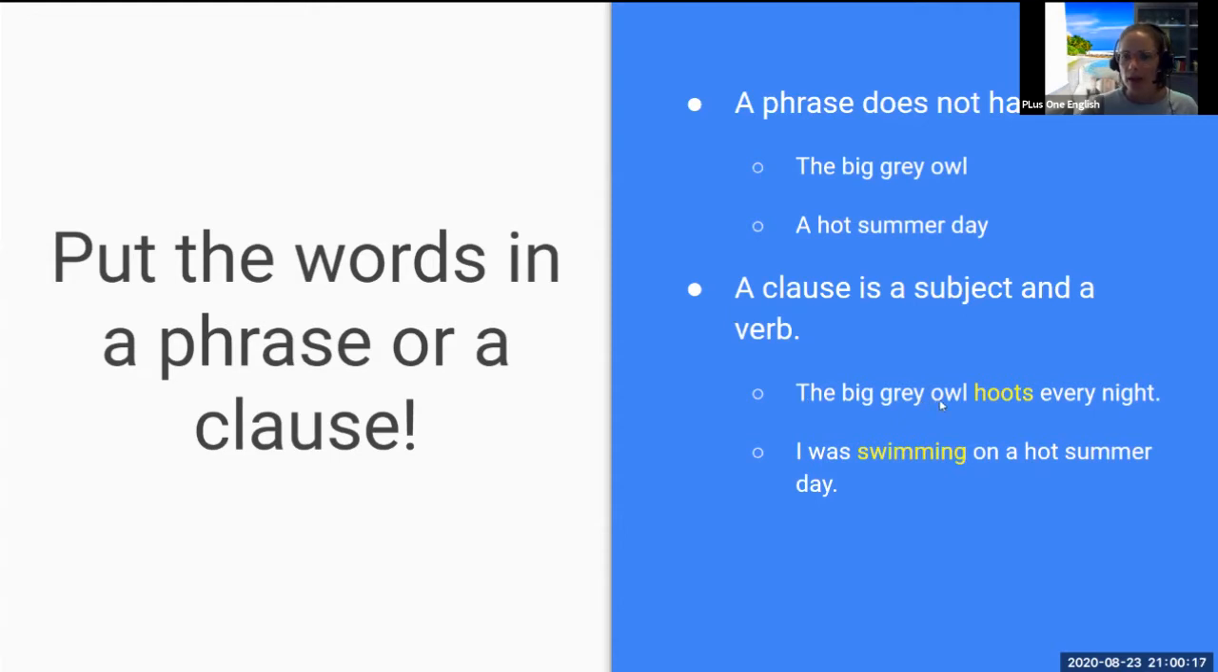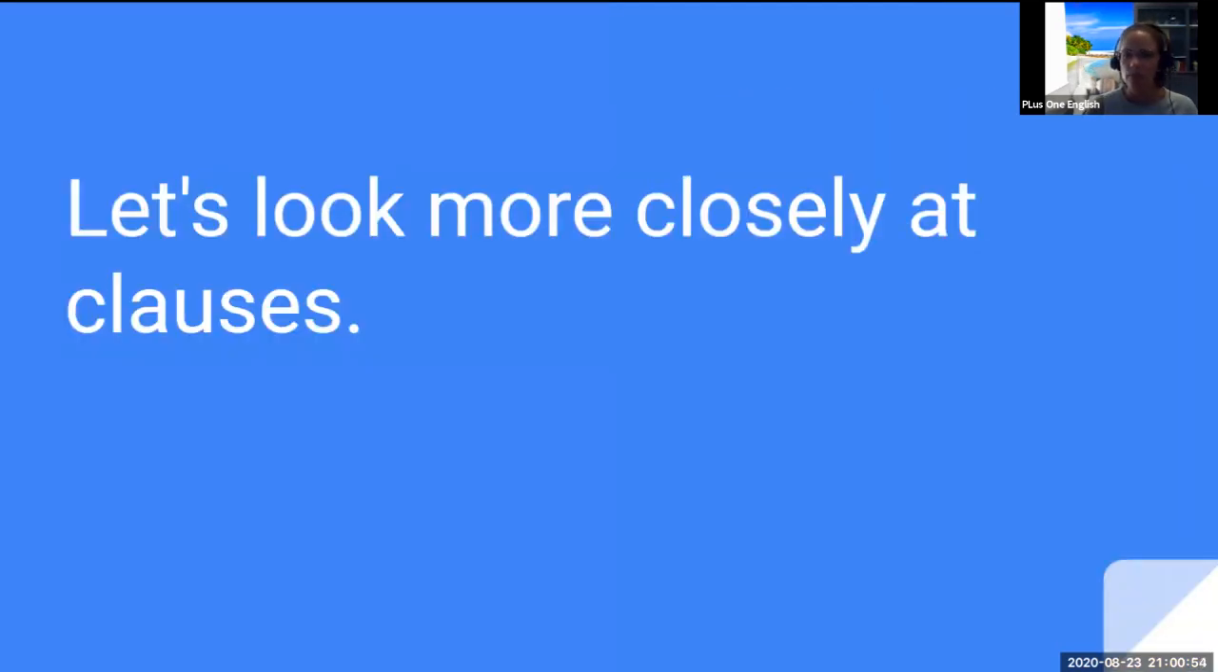The big gray owl hoots every night. Hoot is a verb. That's what owls do, they hoot. So the big gray owl hoots every night. That is an independent clause, and it is a complete sentence. I was swimming on a hot summer day. I am the subject, was swimming is the verb. On a hot summer day, we're going to call that the predicate or even the object. I was swimming. Okay, so this has a verb, swimming, and the first example also has a verb, and that's what makes a clause. Let's look more closely at clauses.